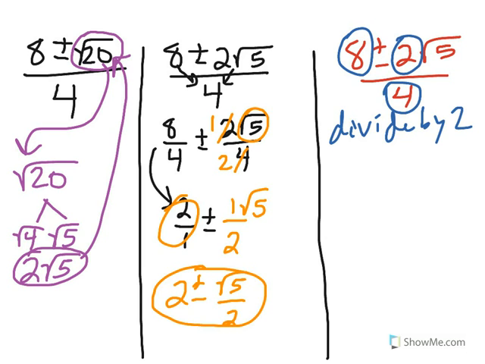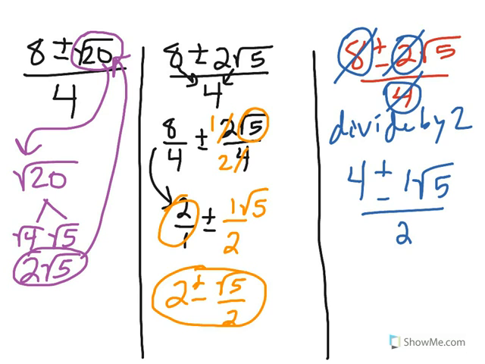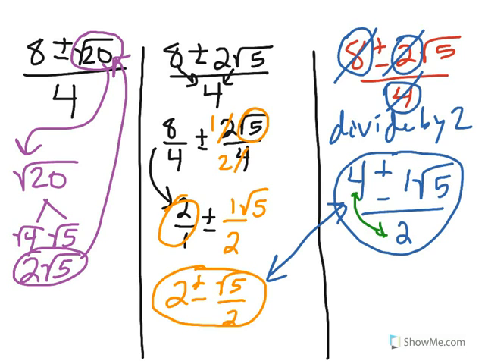So I'm going to take each one of these numbers and divide them by 2. 8 divided by 2 is 4. 2 divided by 2 is 1. And 4 divided by 2 is 2. Now this right here is another simplified version, and those 2 things have the same meaning. Notice if I were to take, and I'm not going to write it this way, 4 divided by 2, that would give me 2. And 1 square root 5 divided by 2 gives me 1 square root 5 divided by 2. It really doesn't matter which way I write it.